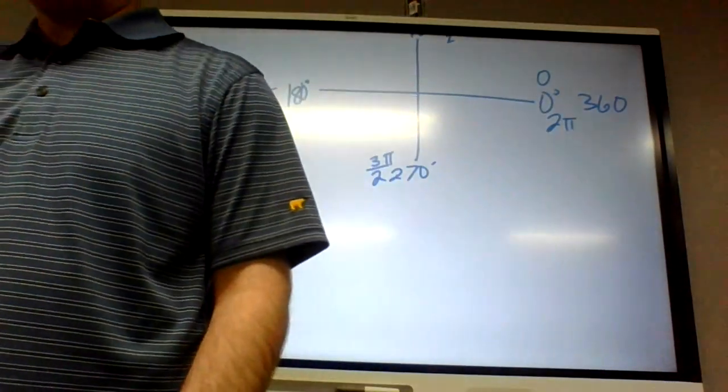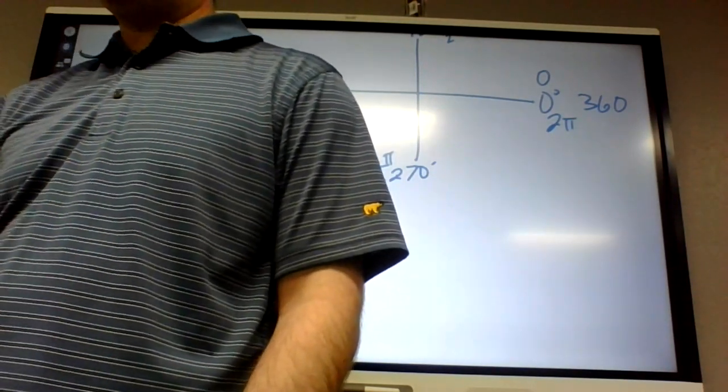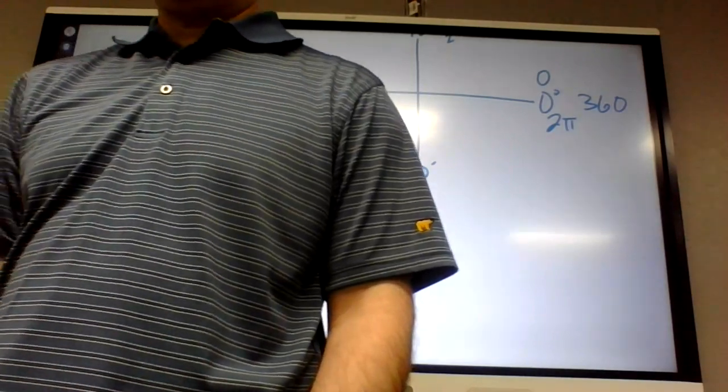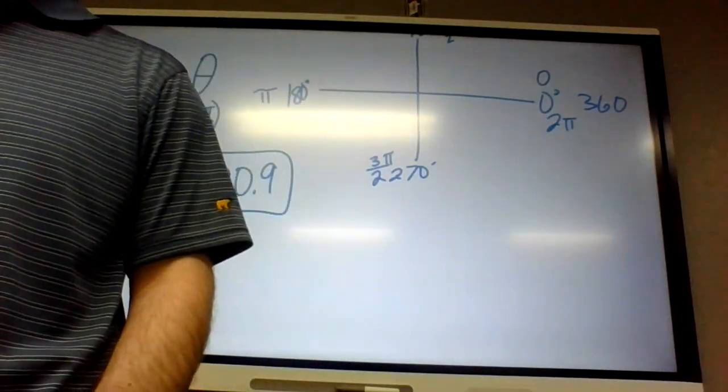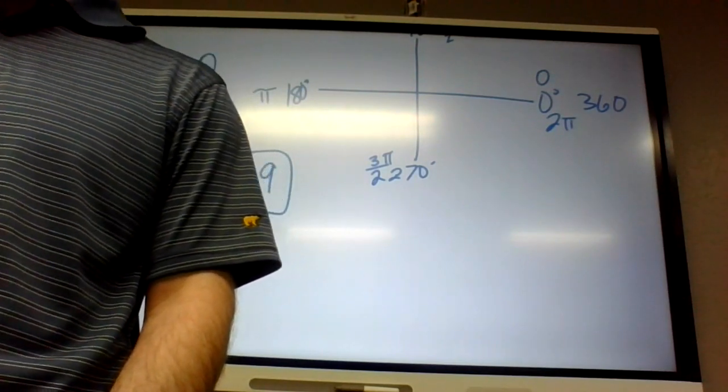On 20, they give you the arc length, the s value, and the theta. So how are we going to find the r? Divide. Yeah, so it's not a multiply problem like 19, it's a divide. 21, convert to radians.